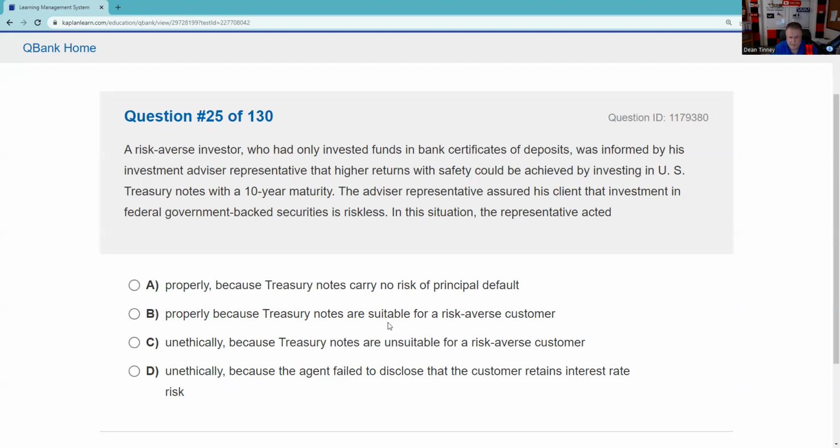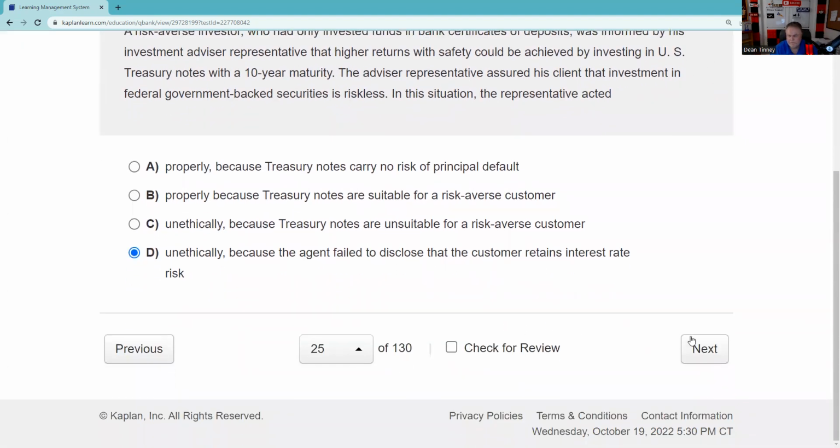Now, T-bills wouldn't have that. Properly, because T-bills carry no risk of principal default. That's true. But remember, we're dealing with the sentence that says they're riskless. Properly, because Treasury notes are suitable for risk-averse customers. That's true, but that's not what that sentence is about. Unethically, because the Treasury notes are not suitable for risk-averse investors. No, they're suitable for risk-averse investors. D, unethical because the agent failed. Yeah, there we go. D is in dog.